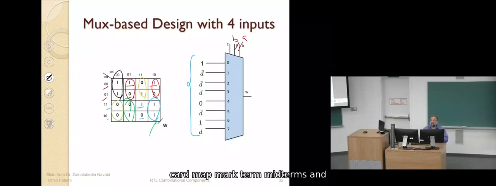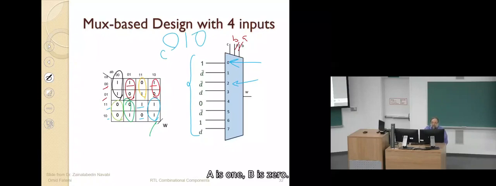Yes? How do you know which boxes in the Carnot map to choose? Okay. Let me put another one which would be more difficult. For example, this is number two. Number two means 010. So it means that C is 0, A is 1, B is 0. So look at the Carnot map. When A, B is 10, it is this, and when C is 0, it is this row.